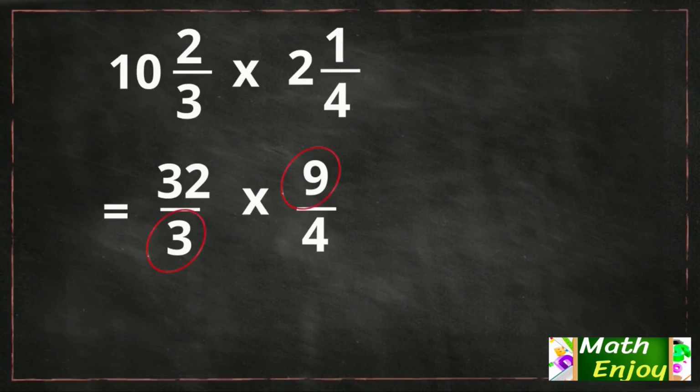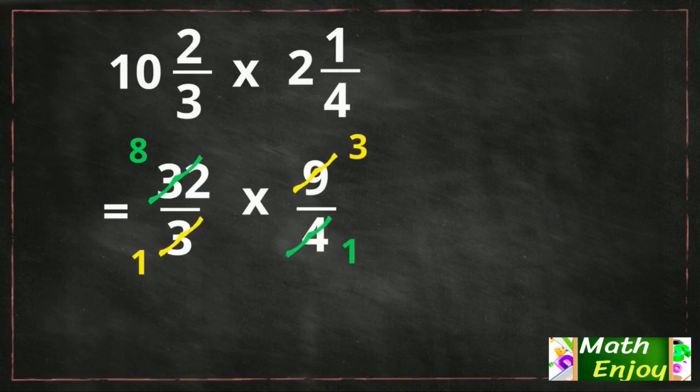You can see there is 9 in the numerator and in the denominator there is 3. We know both 9 and 3 are divisible by 3. 3 is a factor of both 9 and 3. So I'm going to divide them by 3. 9 divided by 3 is 3. 3 divided by 3 is 1. We can show it like this. Then 32 and 4. If you know the 4 times table, you can see we can divide both 32 and 4 by 4. 4 is a common factor for both 32 and 4. So I will divide 32 by 4. It is 8. 4 divided by 4 is 1. Now we have simplified two fractions.